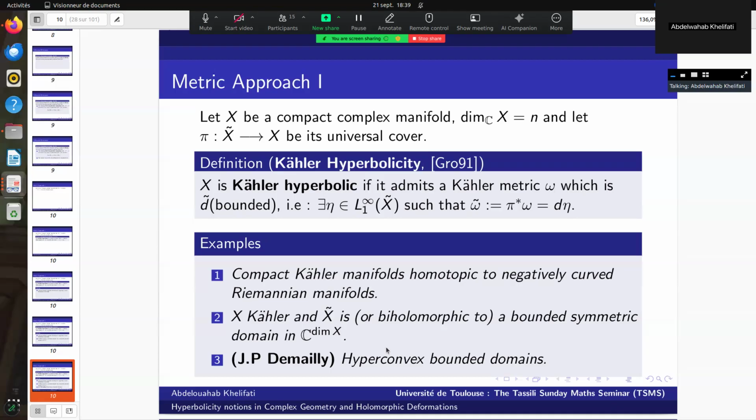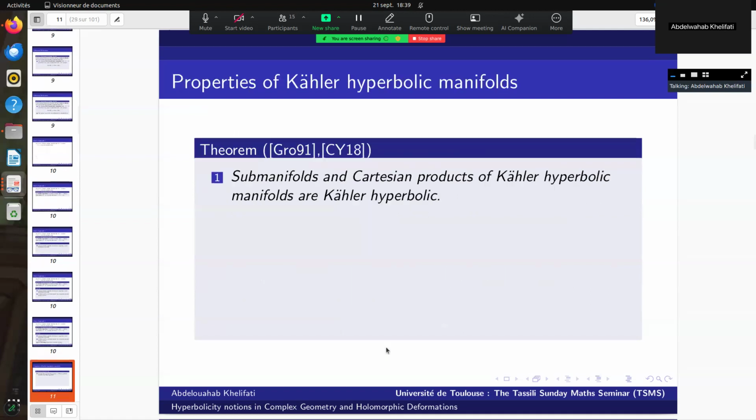hyperbolic manifolds. This type of hyperbolicity also enjoys some nice properties in terms of submanifolds and also Cartesian products of Kähler hyperbolic manifolds, which are still Kähler hyperbolic. So it has a quite good array of examples, and I will mention later that it is Kobayashi hyperbolic. Before that, let's just accept for now that they are Kobayashi hyperbolic.